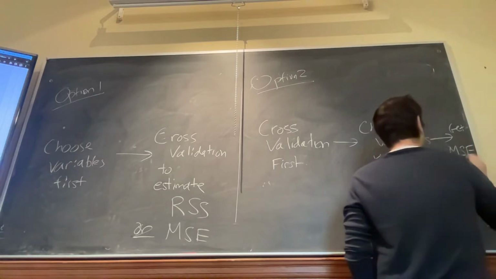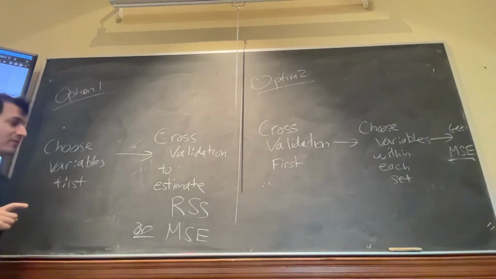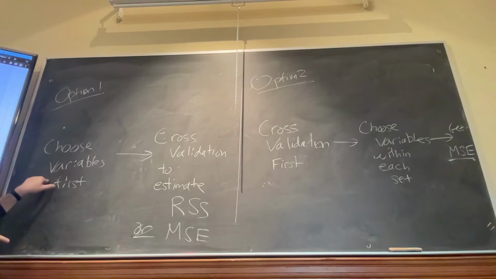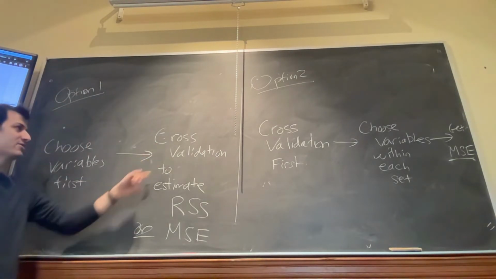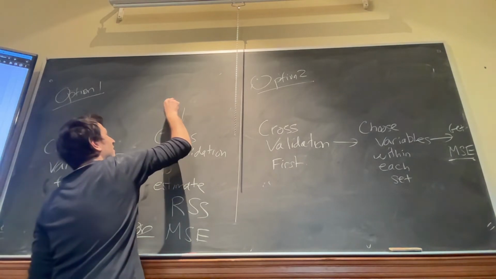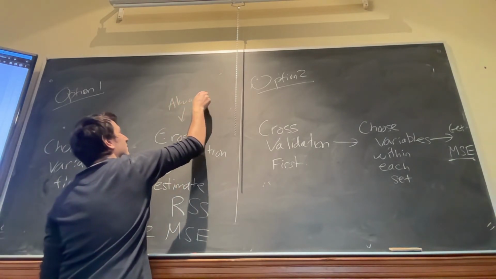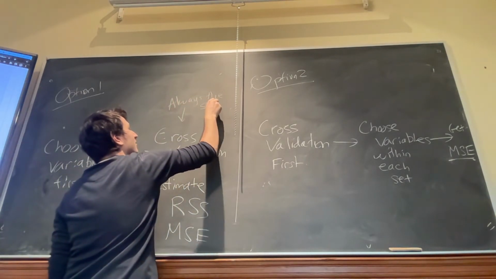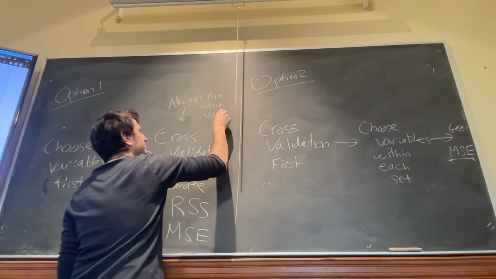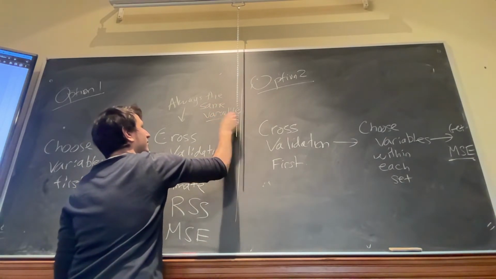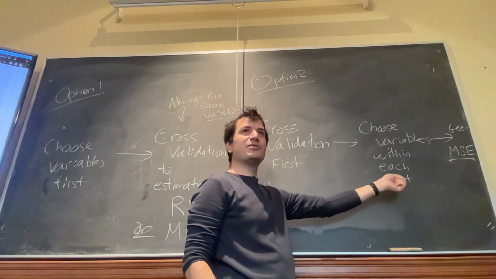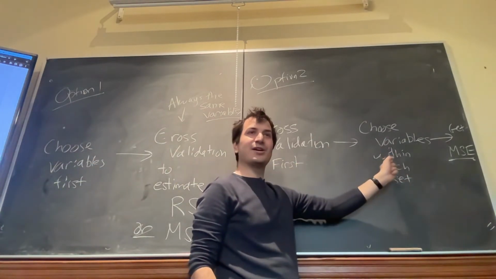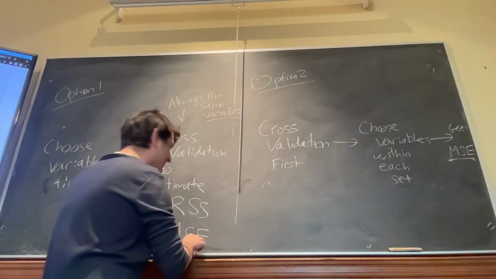Okay, and here is I think the big difference between these two. In this one, you're choosing the variables first. So you have one set of variables that you're always using. So here it's always the same variables. Whereas in this one, because you're doing cross-validation first, when you choose the variables within each set, it is not necessarily always the same. So I think that's the big difference.